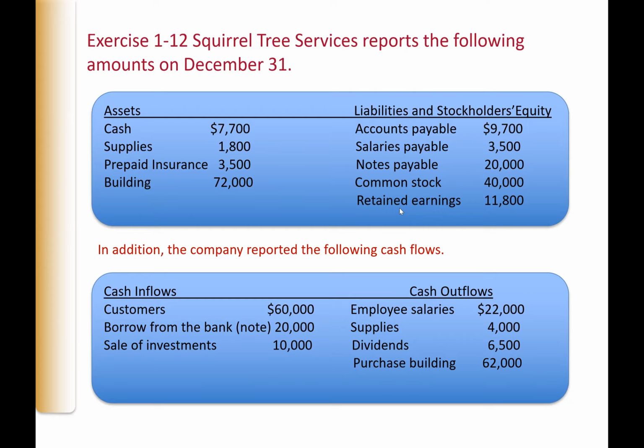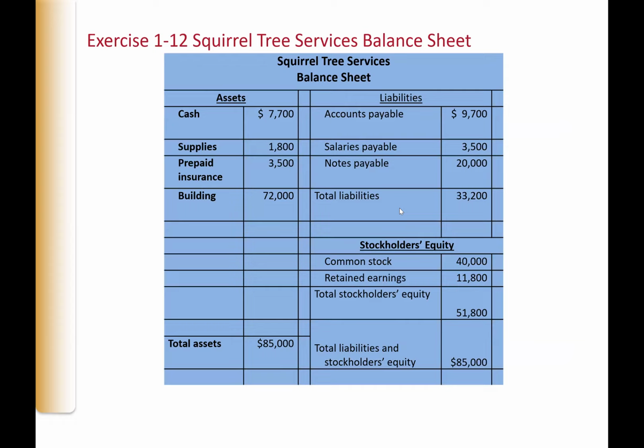There's a new word that we'll talk about, I believe, next week, prepaid insurance, which is an asset. I'll just say it's insurance that's been paid up front. We haven't used it up yet, so it's a resource, $3,500, and a building of $72,000. Those resources are what we call assets. The total assets are $85,000. We know our assets are always going to equal our liabilities plus our stockholders' equity.